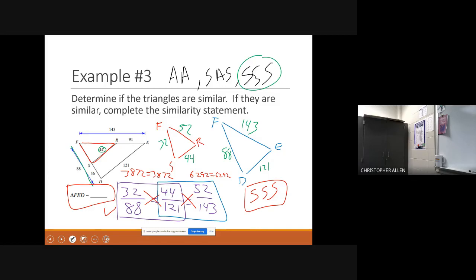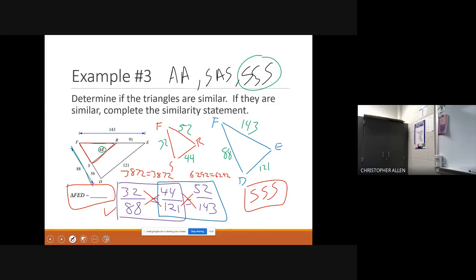Would someone in virtual land please write the three letters in the correct order for me on this one? Someone in the virtual classroom. What order do I need to put those letters of that small triangle to match up with the letters of the big triangle? Okay, I see FRA. I also see FRS. Anybody else want to jump?